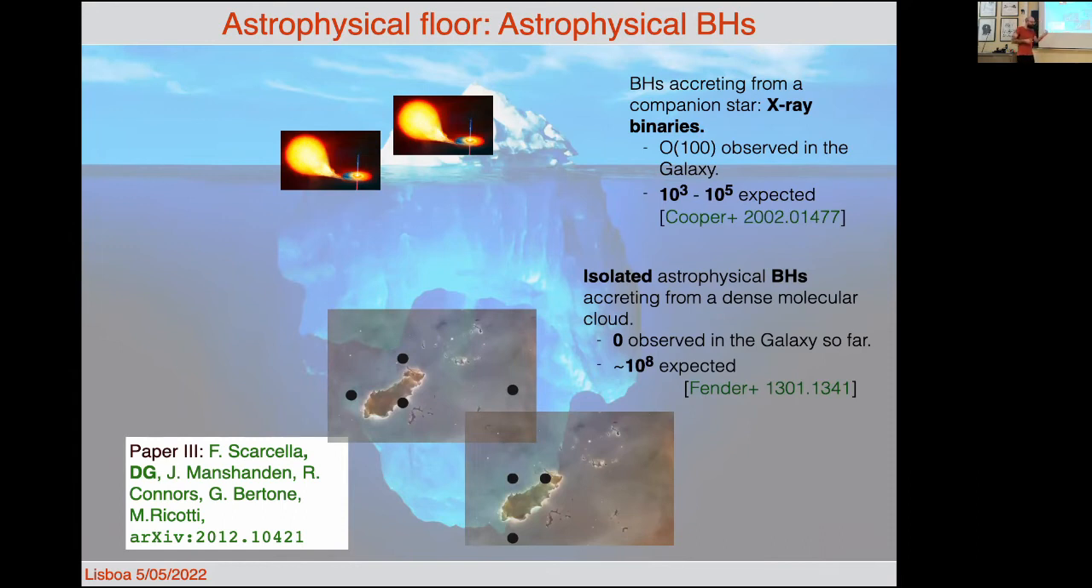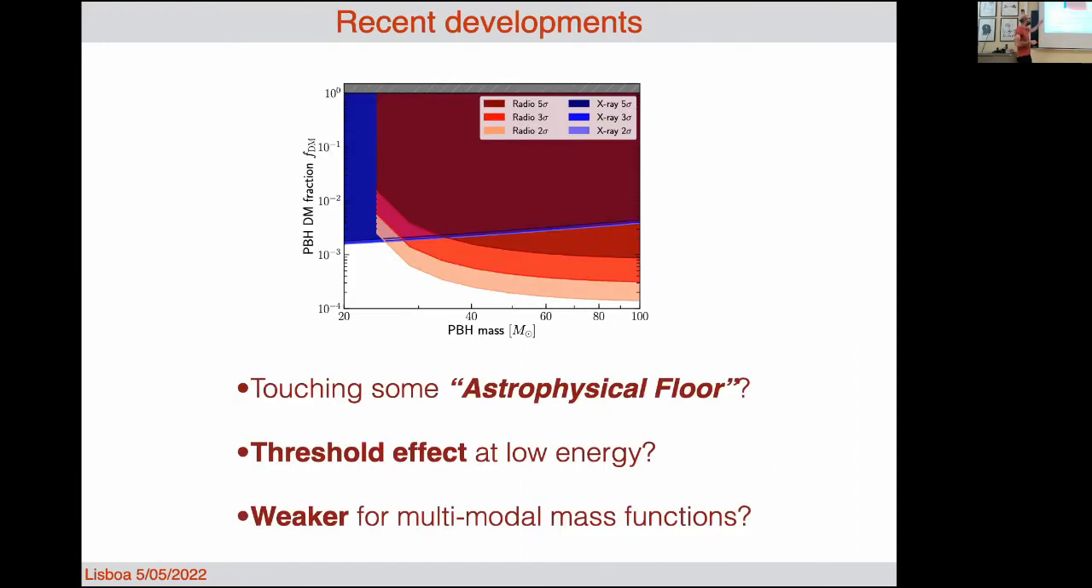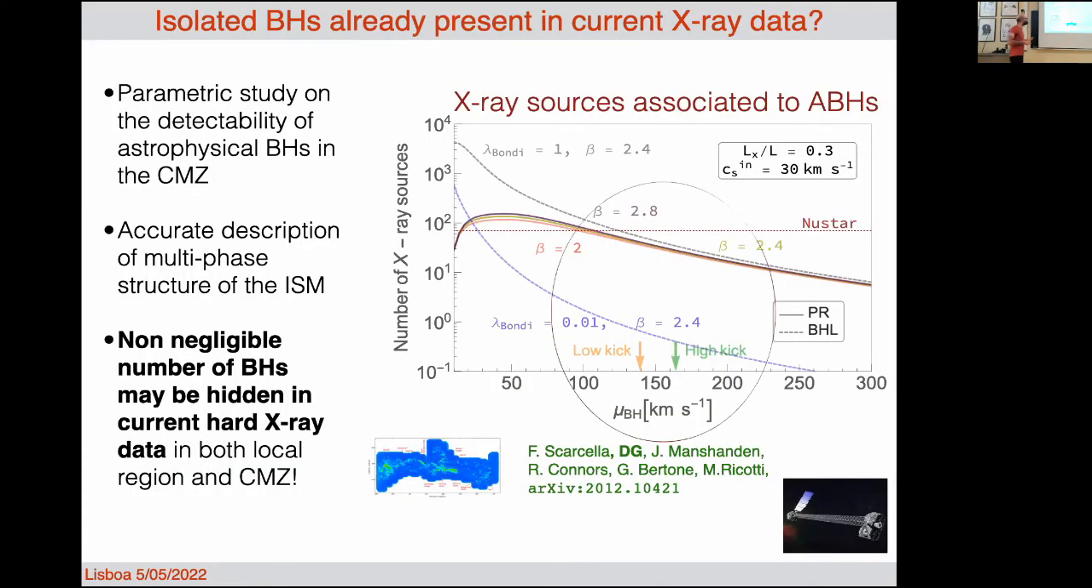That would be a natural floor to this bound. So actually, it would stay here more or less in this diagram. So a floor that we are really touching. So a natural question to address again is the astrophysics: what would be the prediction for this astrophysical floor. So we tried to assess this in a paper, and yeah, probably that's the last plot I will show.